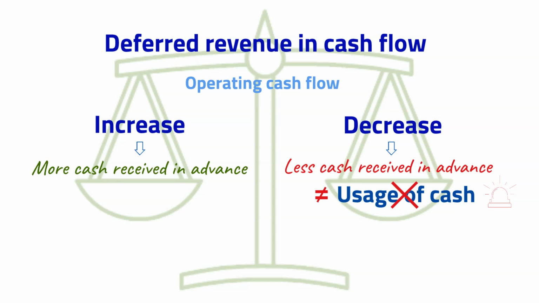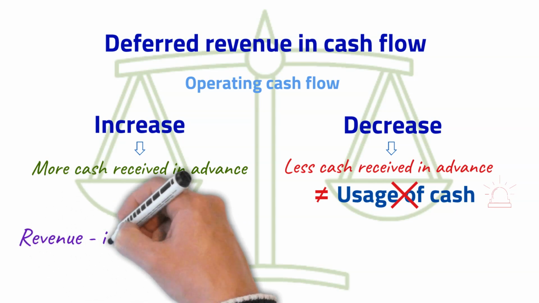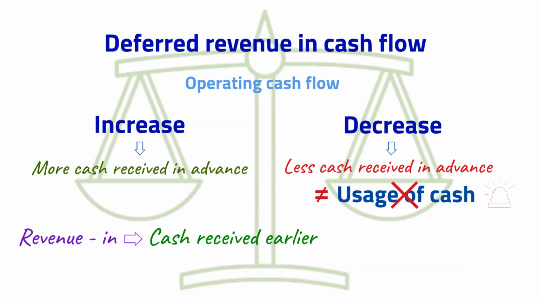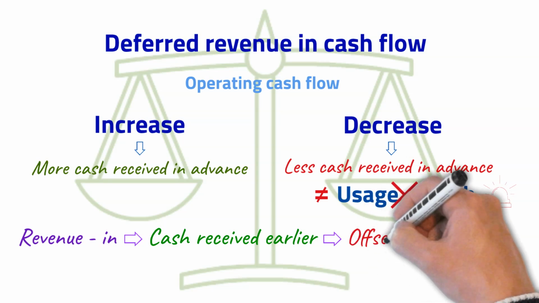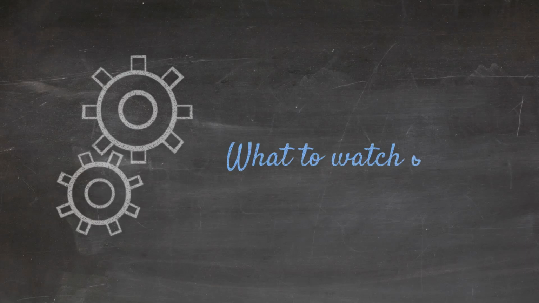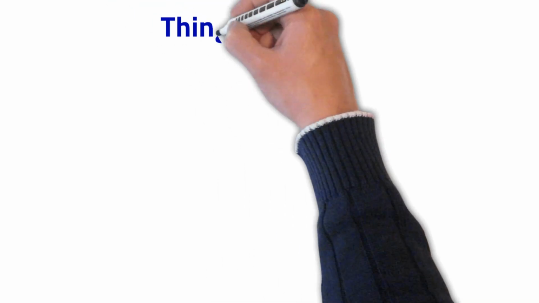Think of it the following way: you recognize revenue, but the cash is not coming. You have collected it weeks or months ago. So, to offset that revenue and show zero cash flow from it, you reverse it by decreasing the liability from deferred revenue. And here are 3 quick checks for deferred revenue.